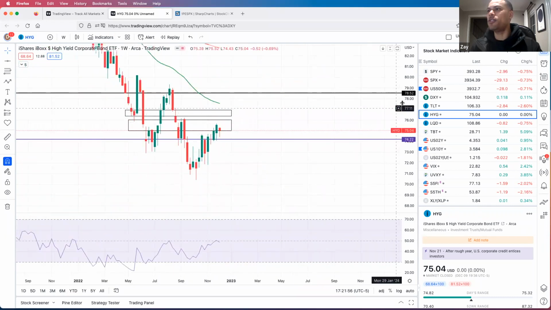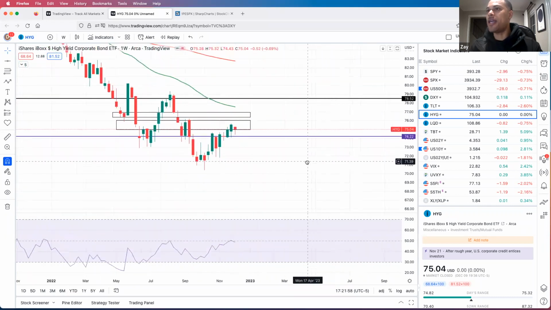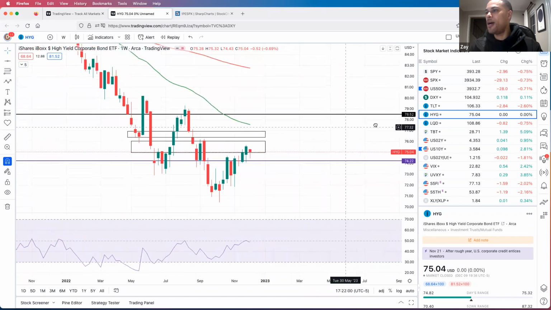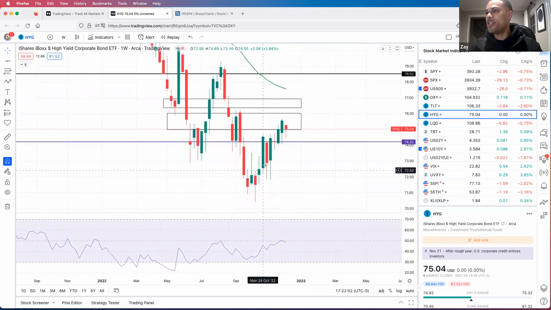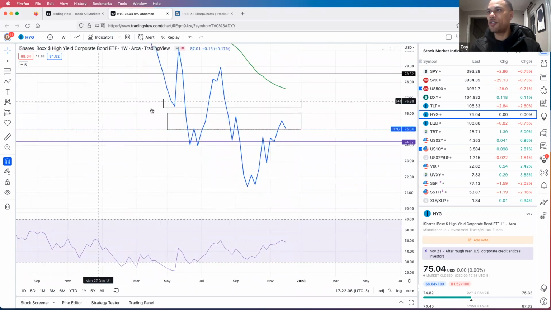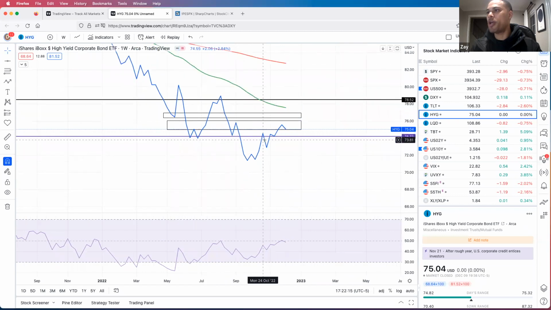Because ultimately, I still think, when you look at high yield corporate bonds from a weekly perspective, we still are in a nice uptrend. This was just a small little pullback, right? Just a small little tiny pullback in order for us to bounce and for us to go higher, right? So, this is acting as support, and you can see the market structure that is forming here.